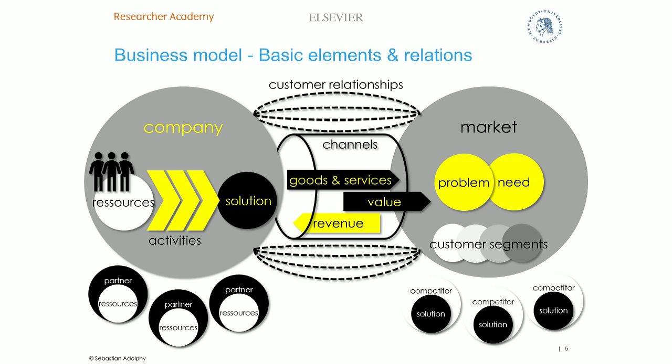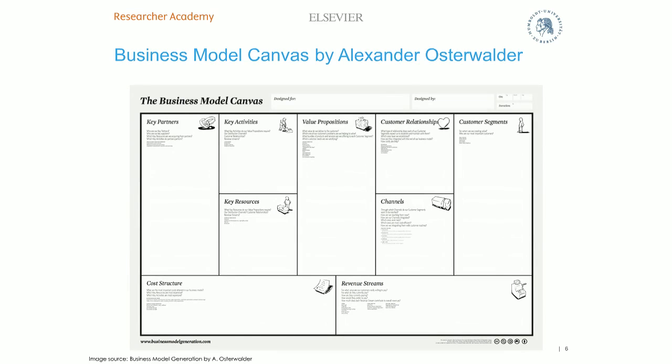The tool commonly used to describe such business models is the business model canvas by Alexander Osterwalder. He developed this as a method to depict a business model just on one sheet. So he selected the most important elements of the business model in order to be able to describe it in one sitting. And the business model canvas is still the most used tool to describe business models.